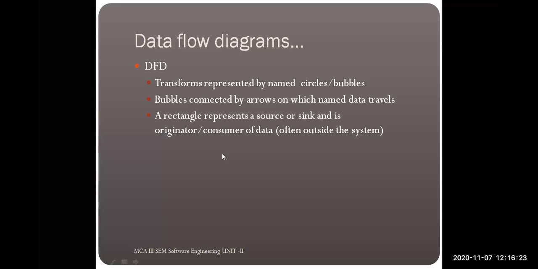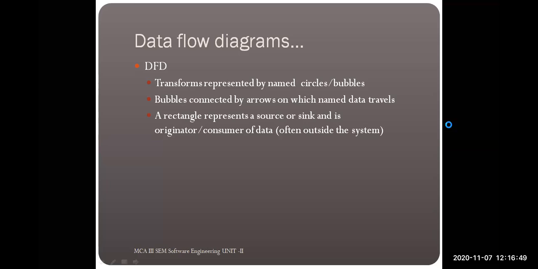And there is one more representation, a rectangle. It is used as a source of input, and it is also an output destination, a consumer of data or sender of data. Here we represent the rectangle as originator and consumer of data, both.